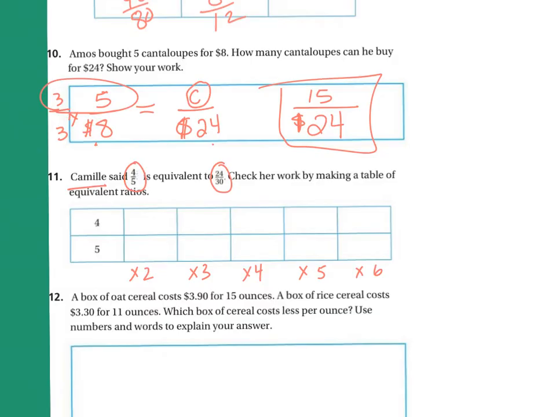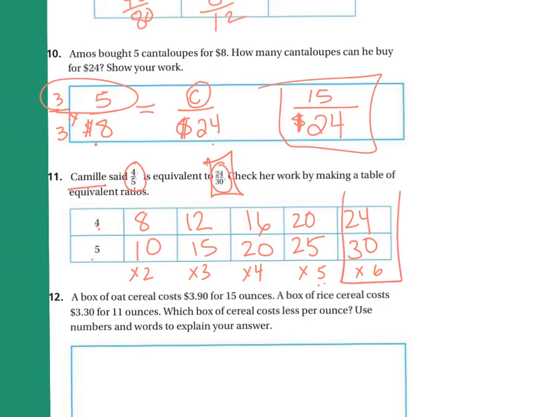So 4 times 2 is 8, 5 times 2 is 10. Now I'm multiplying by 3. 3 times 4 is 12, 3 times 5 is 15. Now I'm on 4s. 4 times 4 is 16, 4 times 5 is 20. Now I'm on my 5s. 5 times 4 is 20, and 5 times 5 is 25. Now I'm on my 6s. 6 times 4 is 24, and 6 times 5 is 30. And I was looking to see if 24/30 is an equivalent ratio, and sure enough, it is.